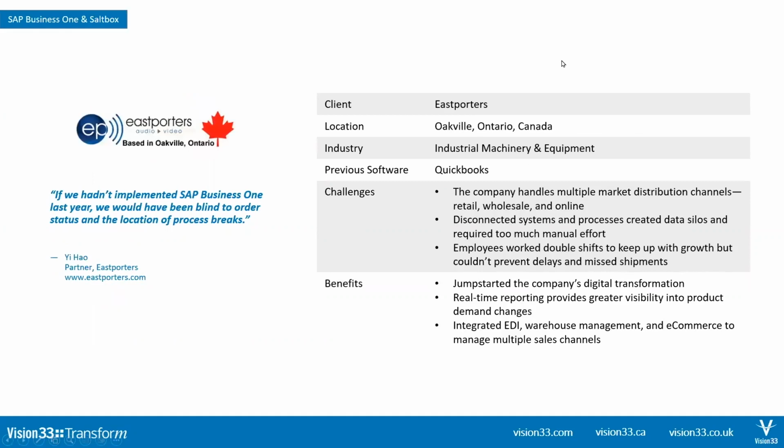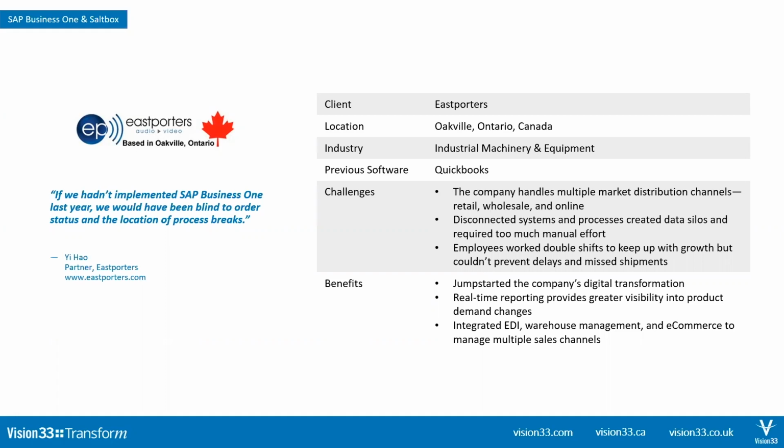And lastly, Eastporters, based in Oakville, Ontario. I don't know why I chose 3 or 4 companies from Canada, but it did. This company is in industrial machinery and equipment. They had previously used QuickBooks, so they deployed Business One and Saltbox, right? "If we hadn't implemented SAP Business One last year, we would have been blind to order status and the location of process breaks." So a lot of this became really important to them.